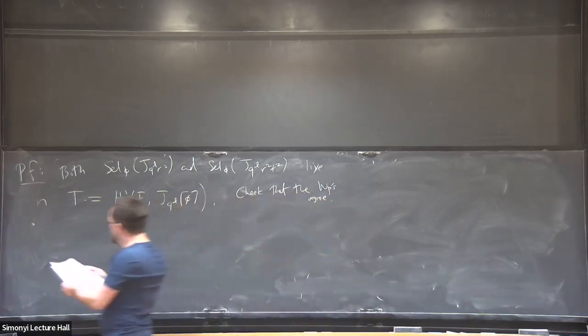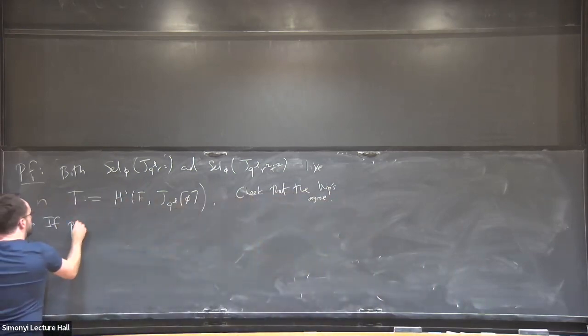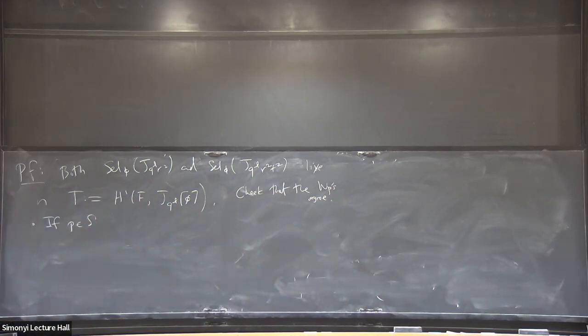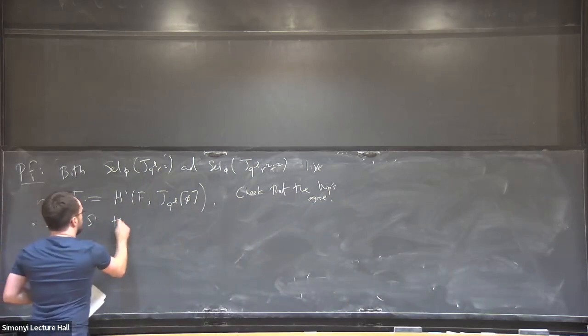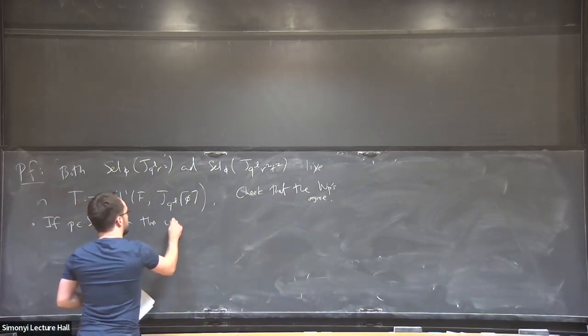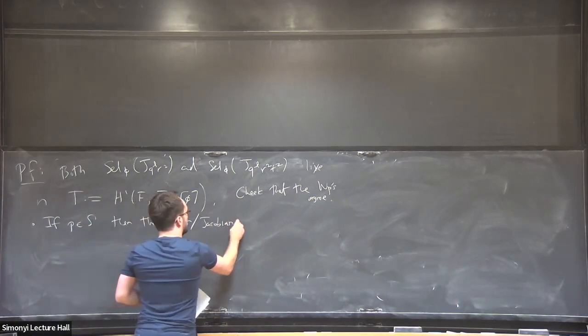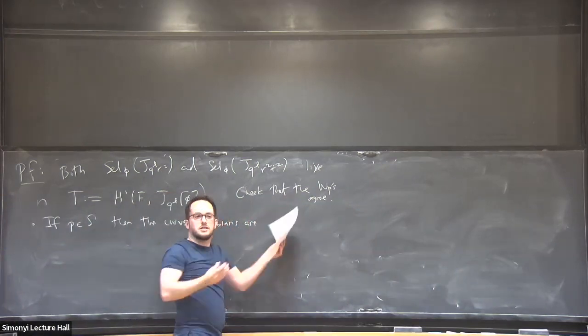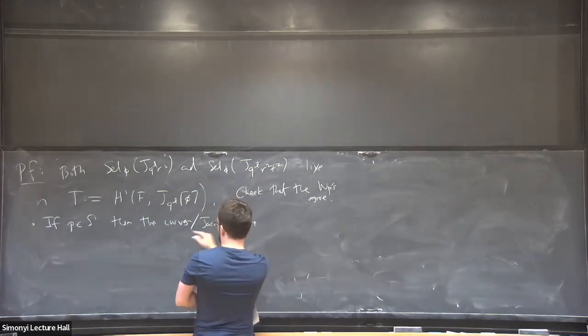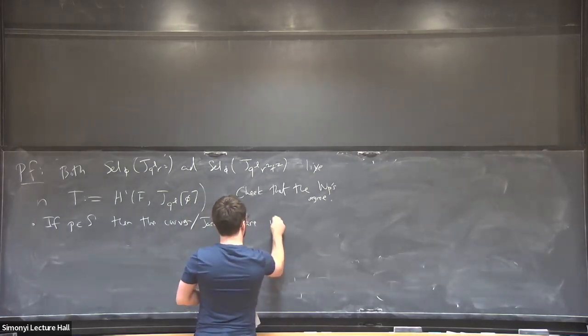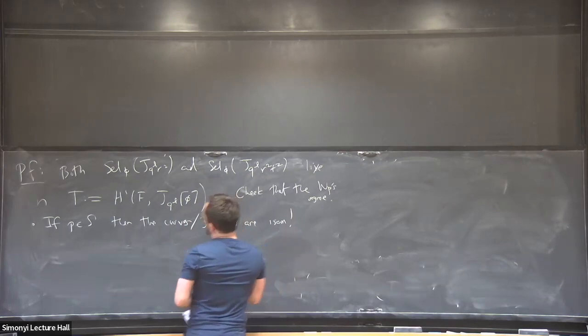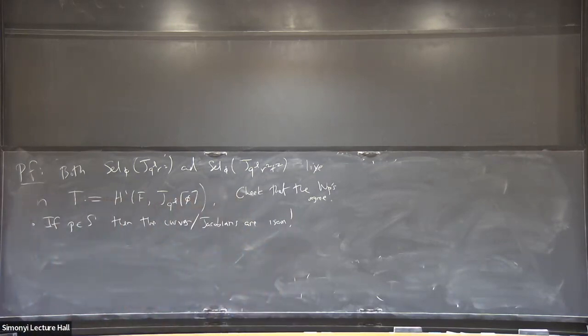So there are 3 cases. One case is P is in this bad finite set, but I chose a congruence condition on T, and so if P is in S, then the curves are isomorphic. In particular, their Jacobians are isomorphic. And so, of course, the WPs are the same. They're naturally isomorphic and they're equal. Okay, so that case is handled by the congruence condition I imposed.